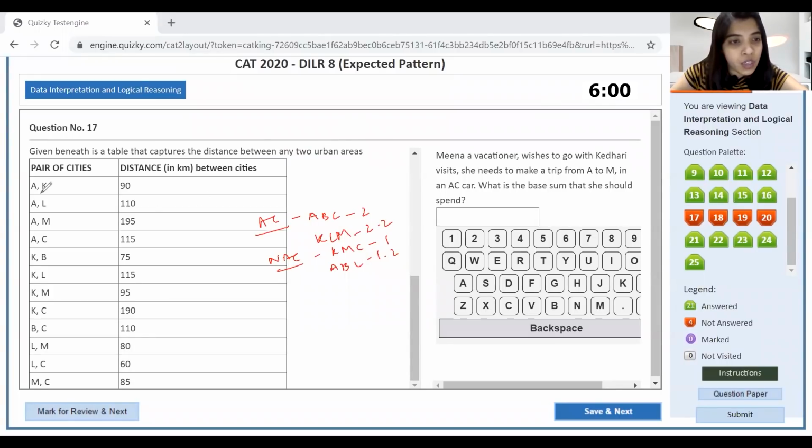Let's see. One could be directly A to M. One could be ALM. AL and LM is present, right? AB is not present. AC, CM, right? ACM could be a route. ACK, AKM could be another route. AKM. These are the possible routes.